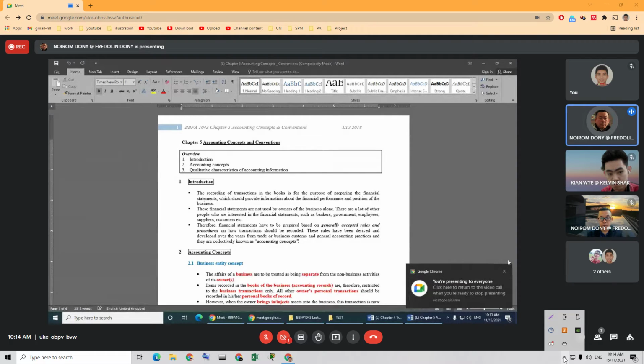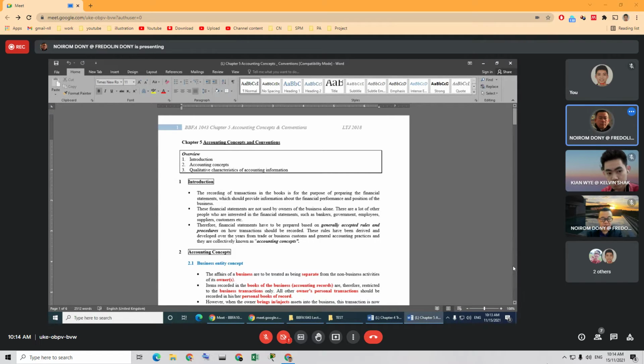Okay. So accounting concept and convention. When we do the recording, we have to follow certain rules. So why do we have to follow certain rules? Because of the concept that we are learning here, the accounting concept and convention. So this is all based on this guideline.